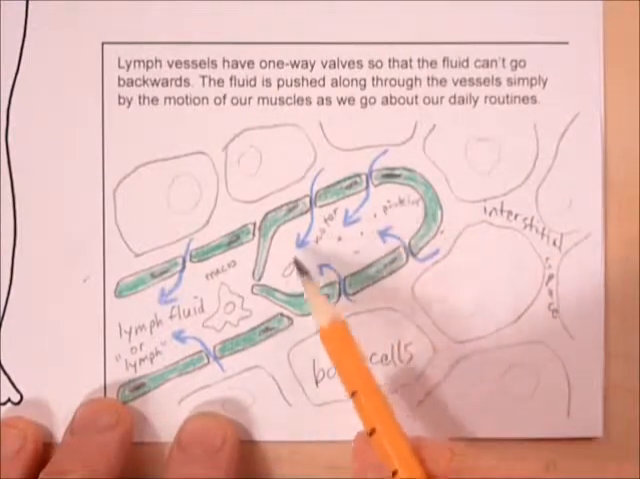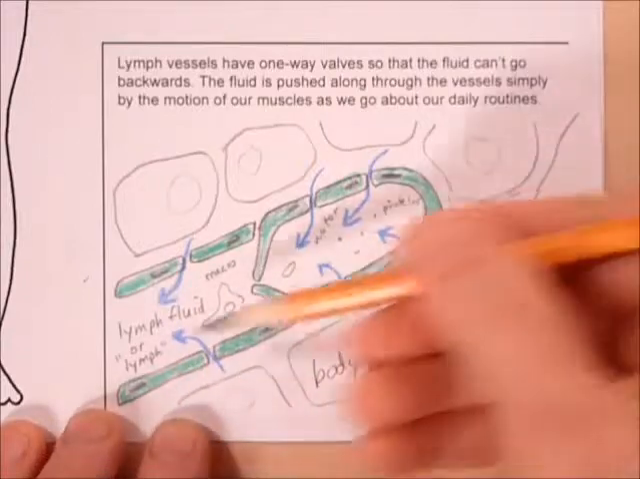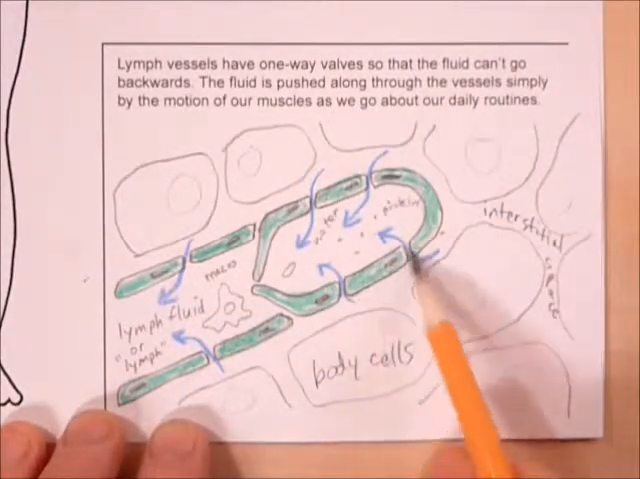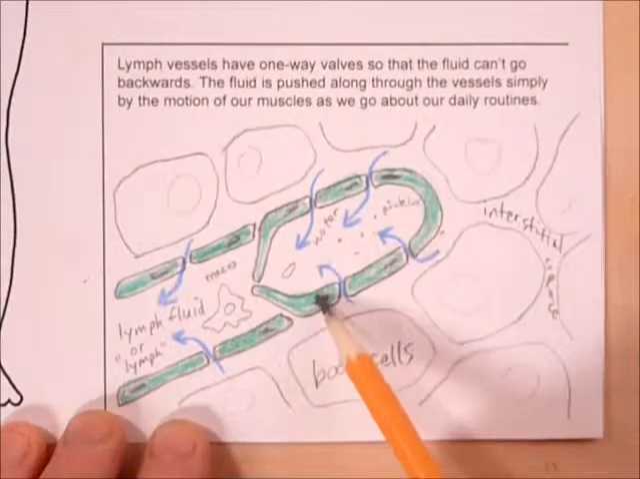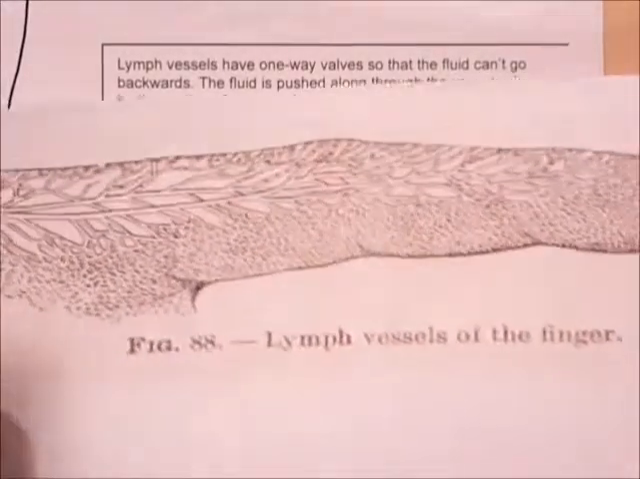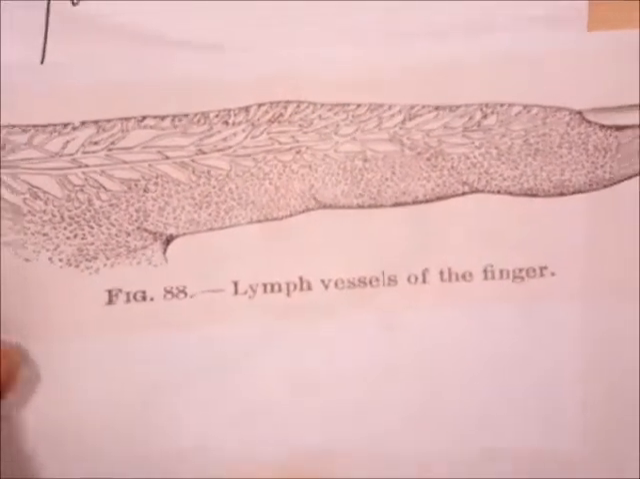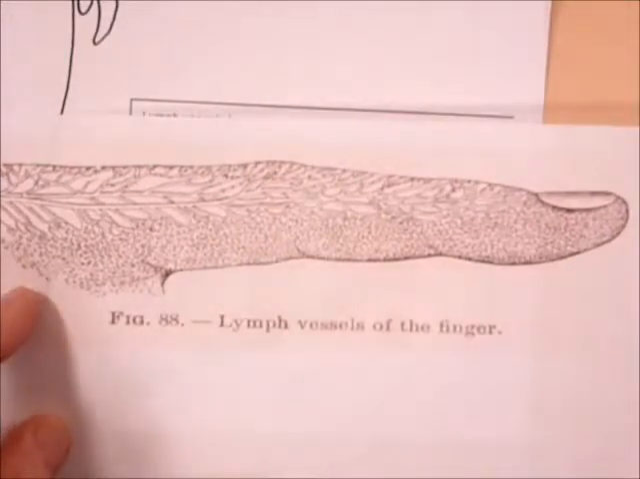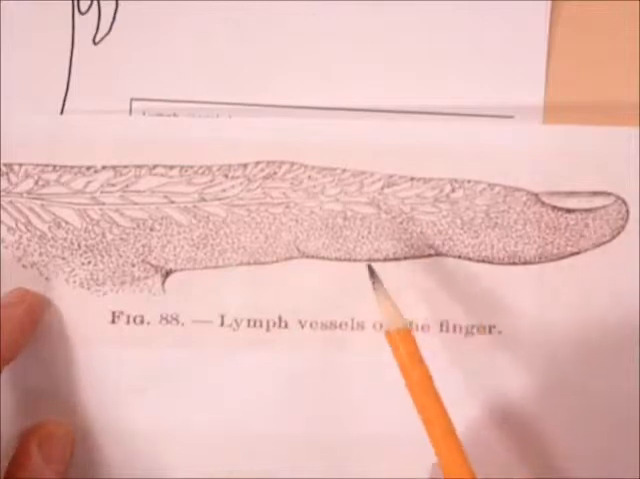Right? And they're going to get washed down this way towards a lymph node. So this is the very tippy end. This is microscopic, right? You can't see these. In fact, I'll show you how many you have. There's a picture here in your finger. This is like a Gray's Anatomy picture. It's an old picture, but this represents the lymph vessels of the finger.